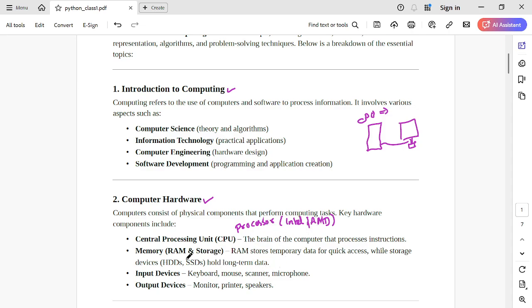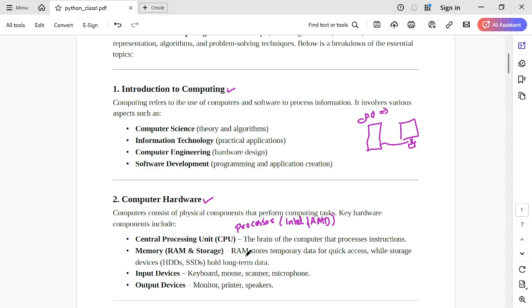Next is memory. There are two categories of memory: primary memory and secondary memory. Primary memory is used for execution as well as for loading the operating system, and secondary memory is used for storage purposes. That is what is represented as memory. We have two types of memory, primary and secondary.